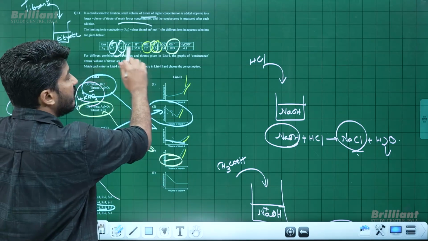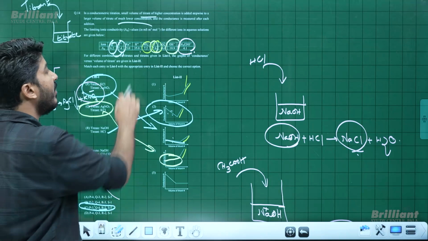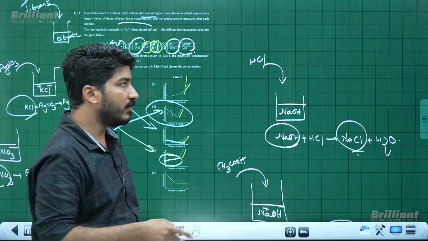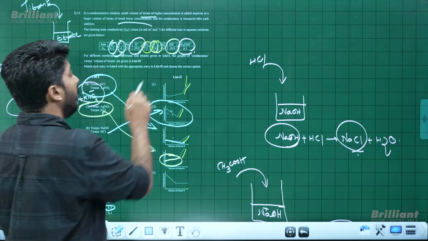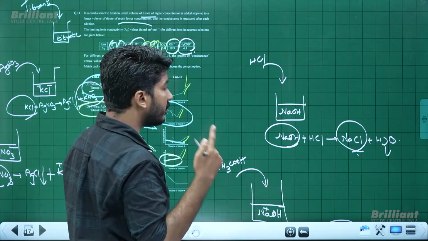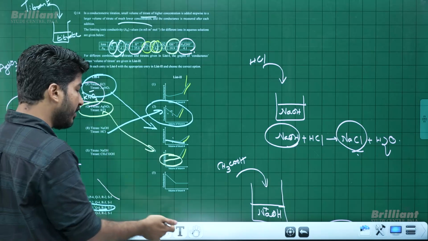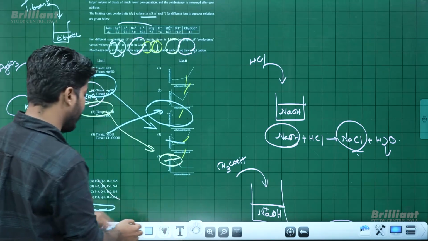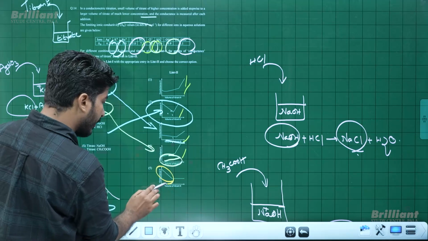OH minus has very large conductivity with respect to acetate. Among cations, H plus has very large conductivity. Among anions, OH minus has very large conductivity. So if you are replacing OH minus with acetate, definitely there will be a steep decrease happening in the conductance value. That is happening in case 5.